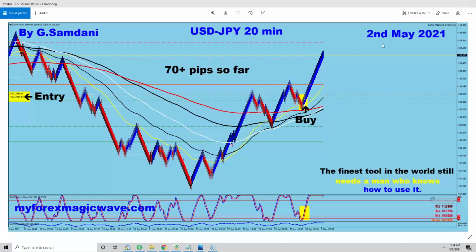Okay, so we started on May 2nd, and this is the first trade. The entry was last Friday, but it closed on May 2nd, on Sunday. So USD/JPY, 20-minute chart, buy entry here, 70 pip. This is a long entry, right? At the end of this, I'm going to explain the entry and the rules. So 70 plus pip on this one.